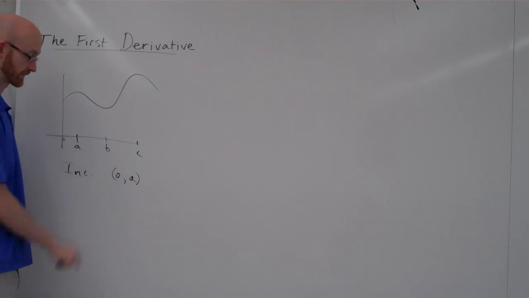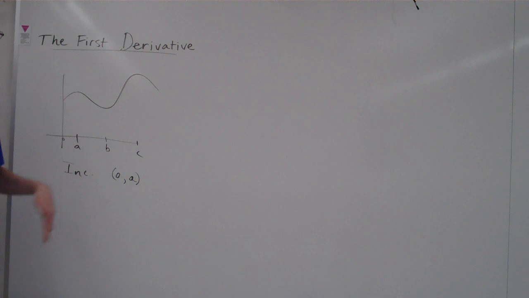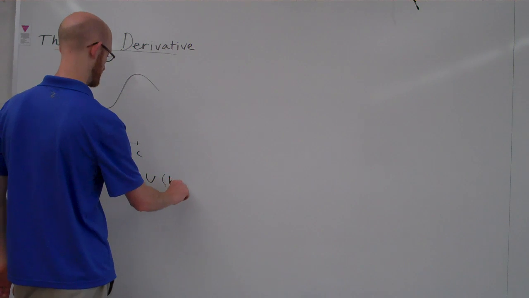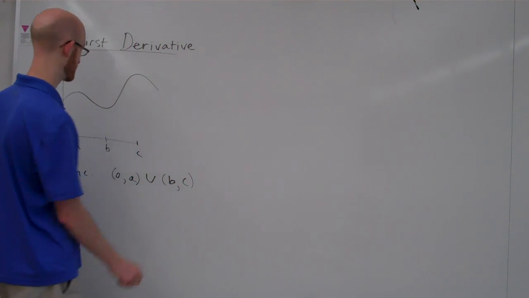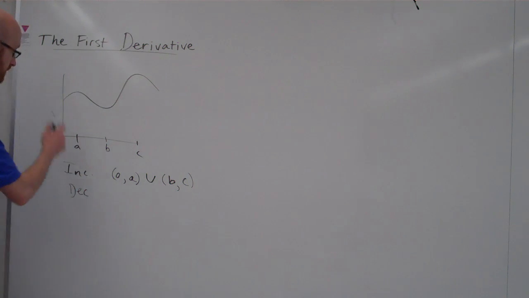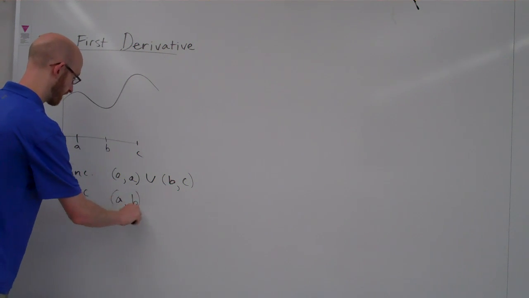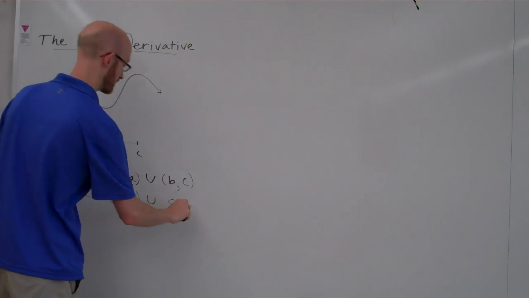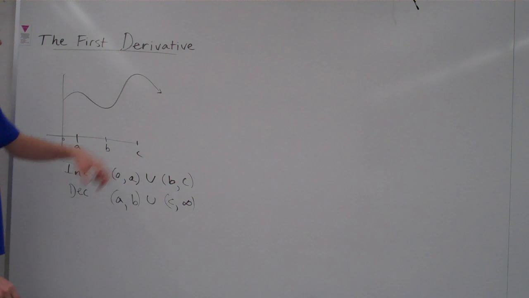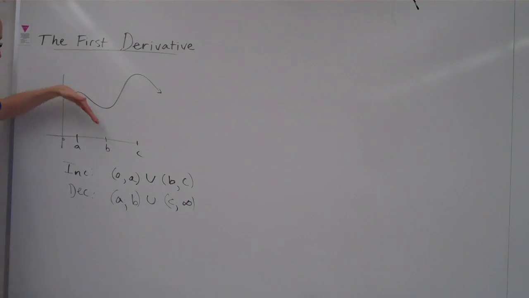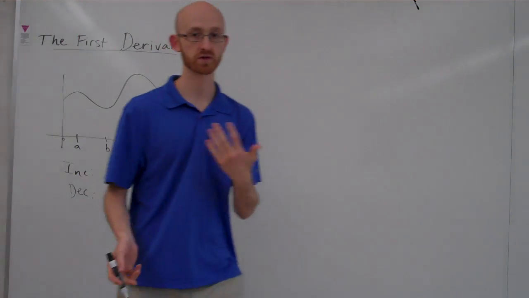open intervals, right? Meaning don't include a because a is the exact peak. Union b to c, again, open intervals. And then it would be decreasing from a to b, union c to, let's just say, infinity. I just threw an arrow on there that caused it to be decreasing to infinity. So this is very simple, right? I mean, looking at the graph, you can see it's going up, now it's going down, now it's going back up. But I want to be able to do this abstractly.